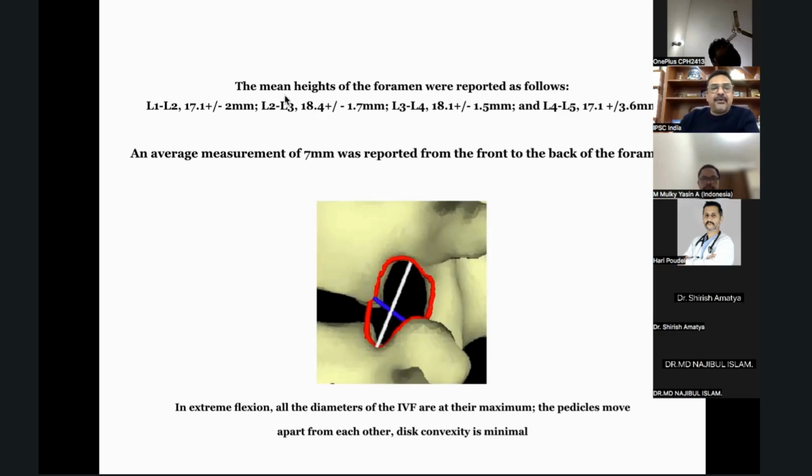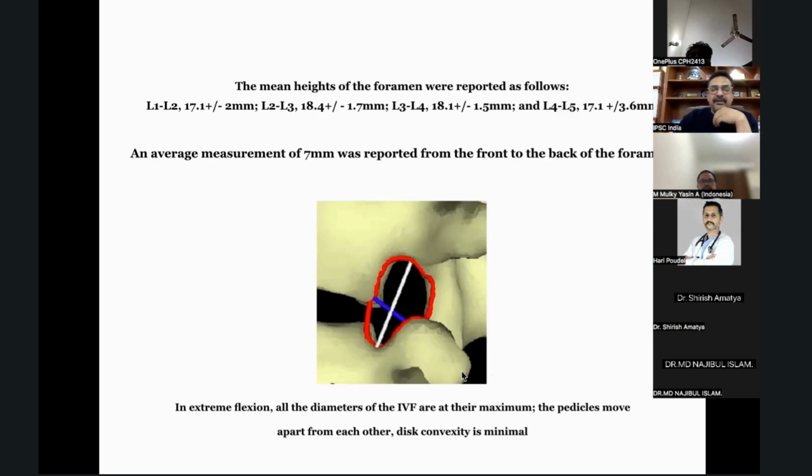Anyway, this is the foramen height. Basically, you can see this is almost similar at all the levels. From L1, L2 to L3, L4, it is almost 17 to 18 mm in height of this foramen, and the average AP diameter of this foramen is around 7 to 8 mm. That is from the anterior to posterior, from the vertebral body to the facet joint.